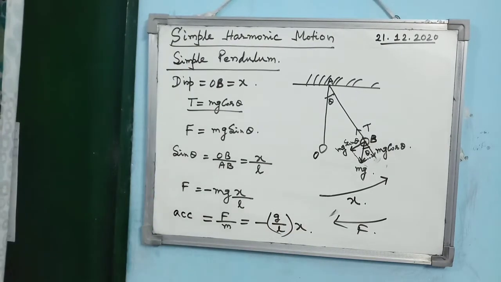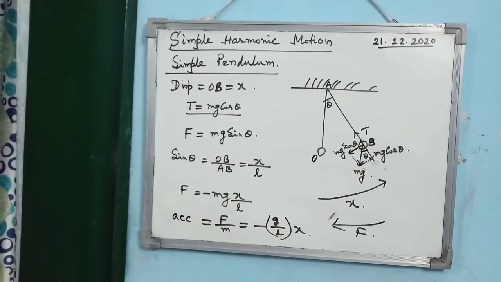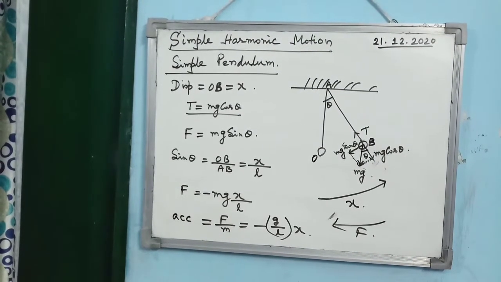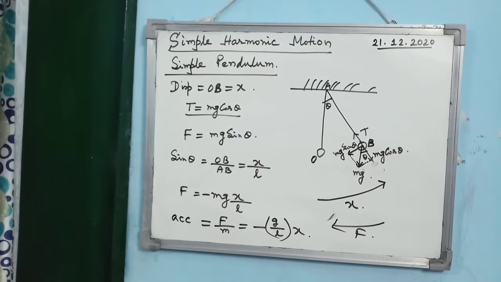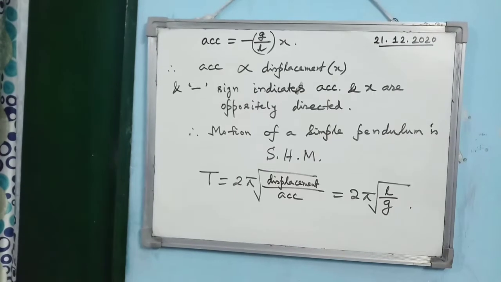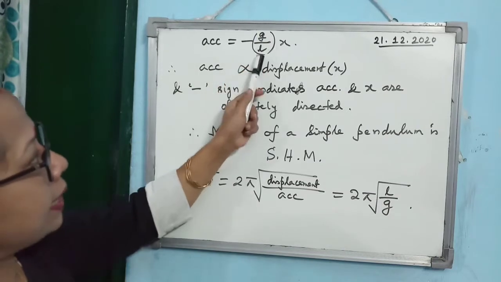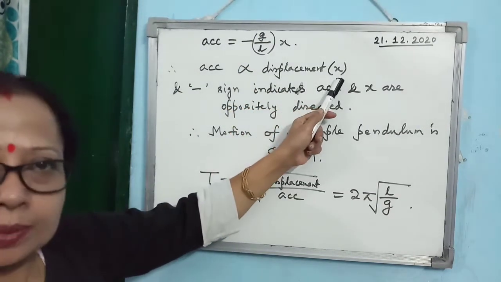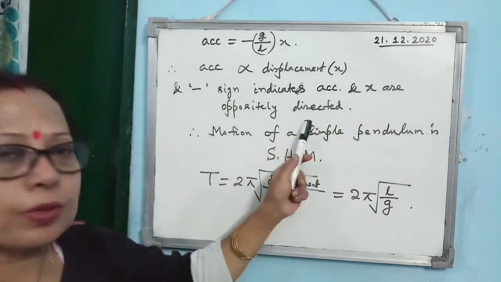So in this, what are you getting? Acceleration is directly proportional to the displacement, and the negative sign indicates that acceleration and displacement are oppositely directed. It proves that it is a simple harmonic motion. As I said already, acceleration is minus g by L times x. So acceleration is directly proportional to the displacement x, and the negative sign indicates acceleration and x are oppositely directed.